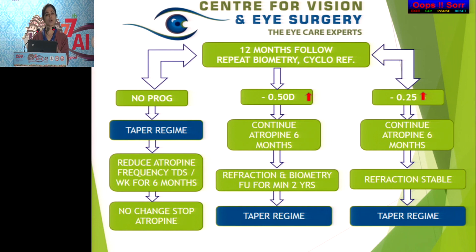Similarly, if there is a 0.25 diopter increase, we still continue atropine for 6 months, but we don't repeat the biometry. And if the refraction is stable, we move to the taper regime.